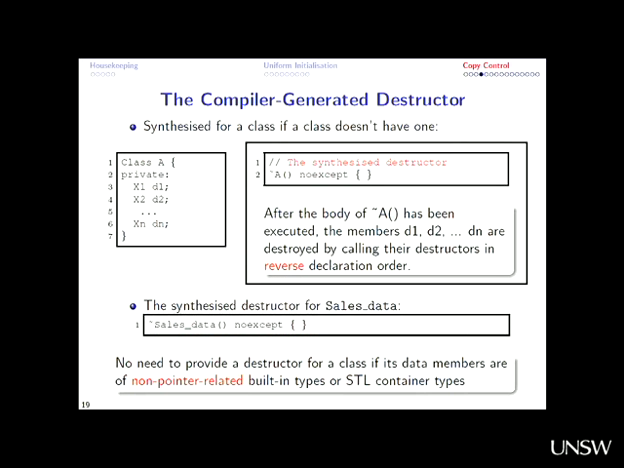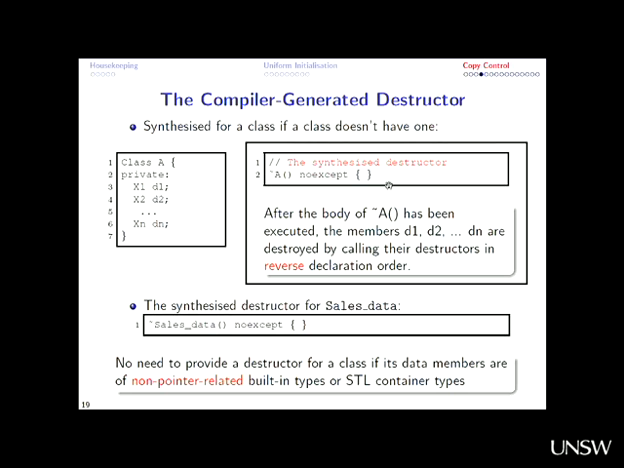If we don't write our own destructor, the compiler builds one for us, and it can be wrong. If we have a class, here's class A, with some private data, and we haven't written a destructor for it, the automatic destructor looks like this: tilde A, open close braces, noexcept. I'll explain what noexcept is next week, but the short version is that it doesn't throw exceptions, and it doesn't do anything.